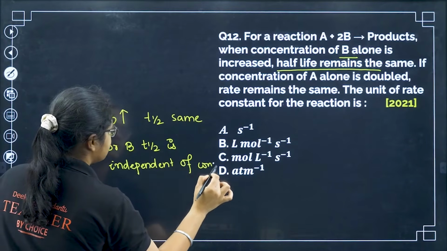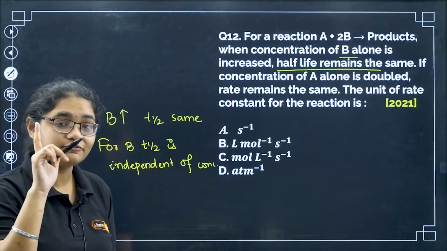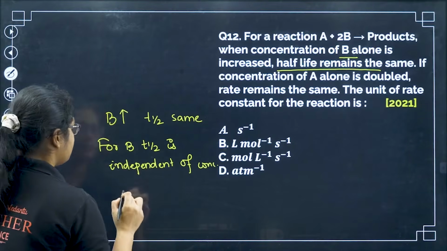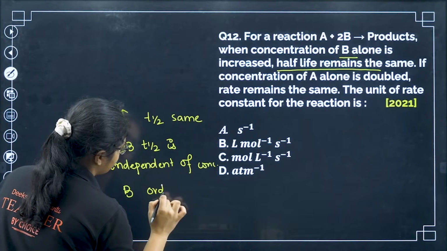Okay, so what does that mean? That means which order's half-life is independent of concentration? The first order half-life formula is independent of the concentration. That means we can say that B is having an order of 1.